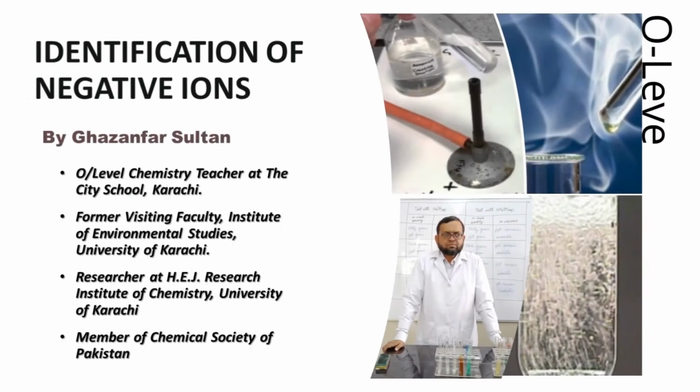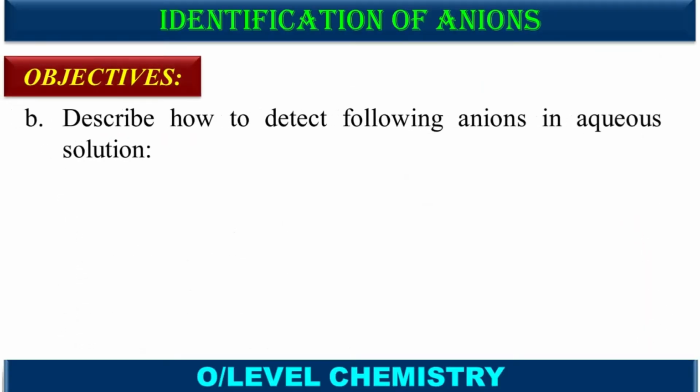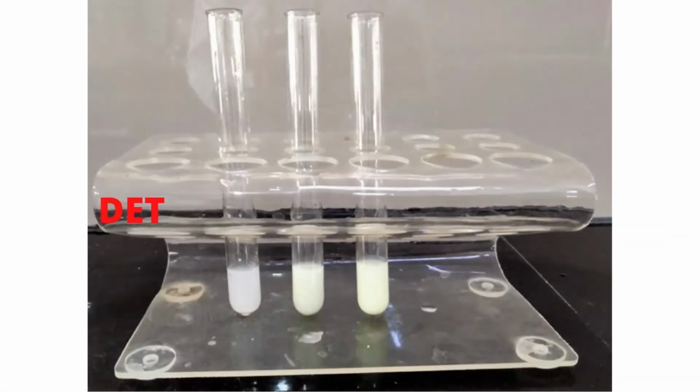This video is about identification of negative ions. Our objective is to describe how to detect the following anions in aqueous solution: chloride, bromide, iodide, sulfate, sulfite, carbonate, and nitrate.